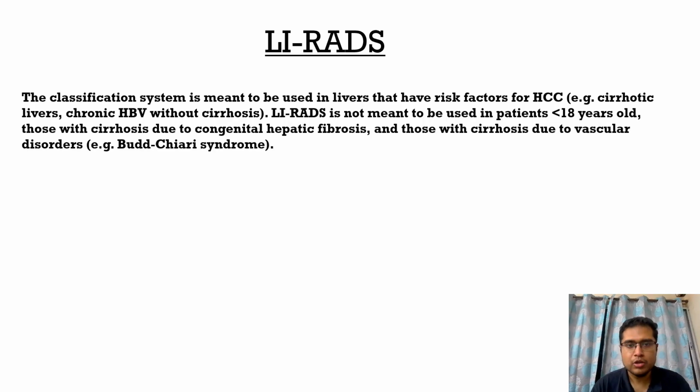Now answering this. To understand LI-RADS, we first need to understand where it is not to be used. The classification system is meant to be used in livers that have high risk for HCC, that is cirrhotic livers, and chronic HBV infection without cirrhosis. But LI-RADS is not meant to be used in those less than 18 years old, those with cirrhosis due to congenital hepatic fibrosis, and those with cirrhosis due to vascular disorders like Budd-Chiari.